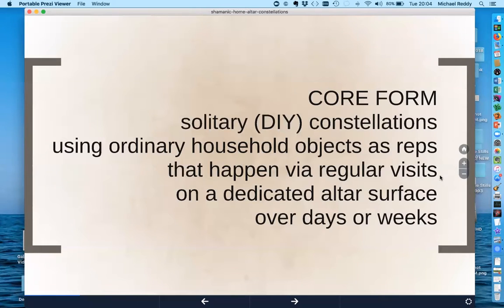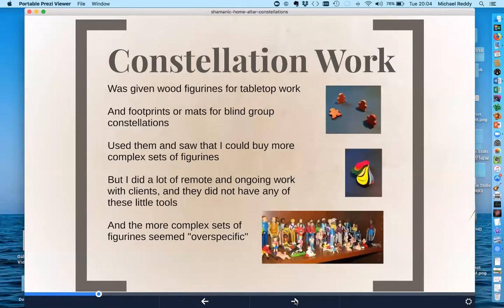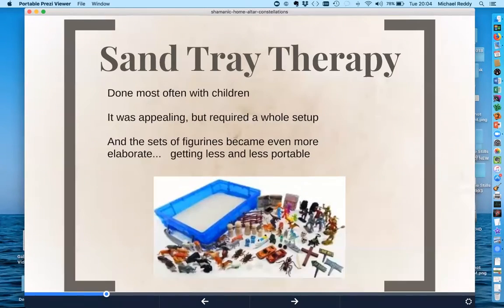These happen via regular visits on some dedicated altar surface over days or weeks, or in one session. They come from constellation work. These were the first sorts of things that I did them with. And then there were these sets of figurines that you could buy. And then there's sand tray therapy, and home altar constellations are just sand tray, typically ancestrally focused, though not necessarily. They're tabletop constellations without the sand that use not so much sets of figures, though you can use sets of figures, but just things from the household.